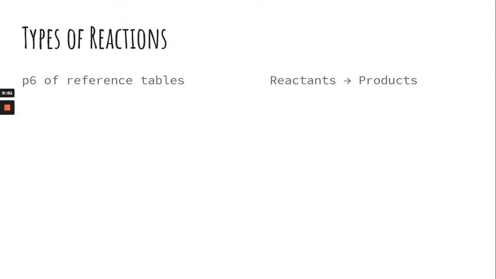There are 5 different types of reactions that you should be able to identify. All 5 types can be found on page 6 of your reference table. So it's really important that you have those reference tables and that you're looking at page 6. You also need to remember that a reaction goes from reactants to products. Reactants on the left, products on the right.